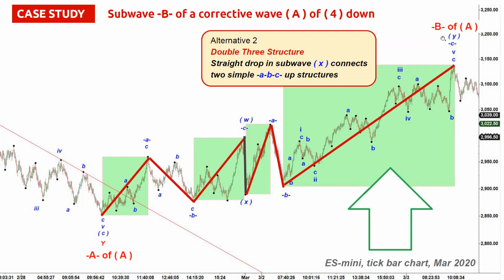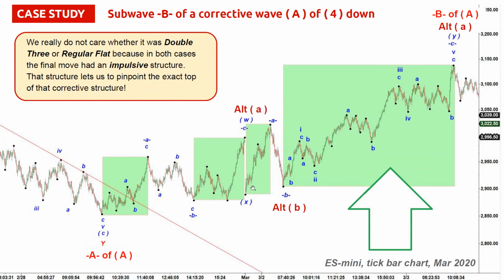And the second alternative in this case, again, we are coming back to the double 3 structure, ABC up, connected by a straight drop of a technical wave X. Now, you could say how can we tolerate, how can we trade that uncertainty. And this is very important to understand, that we really do not care at all whether it was double 3 or regular flat corrective structure, because in both cases the final move had to have an impulsive structure, and that structure would let us pinpoint the exact top of the whole corrective structure.